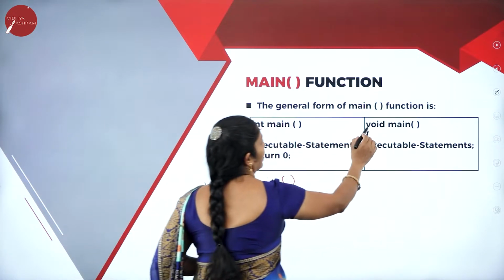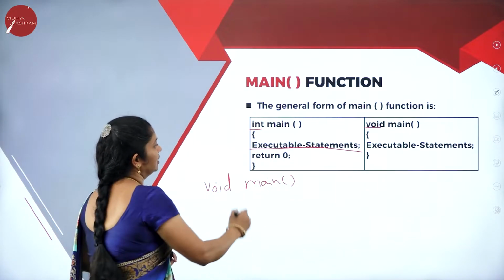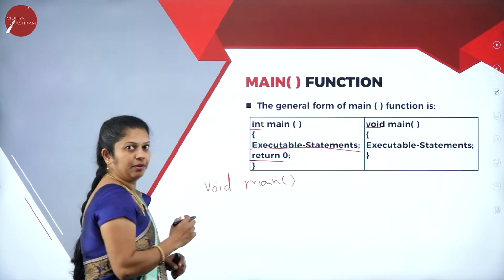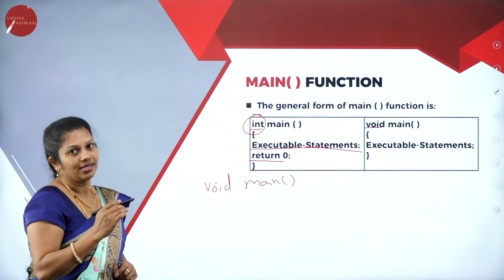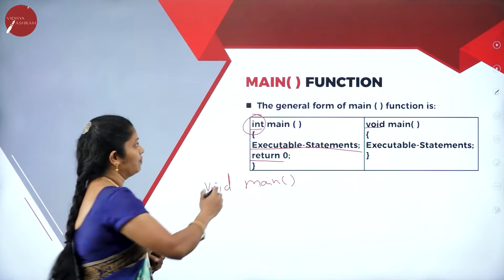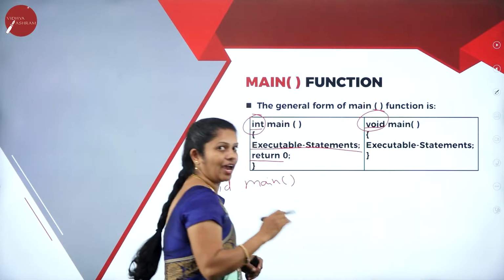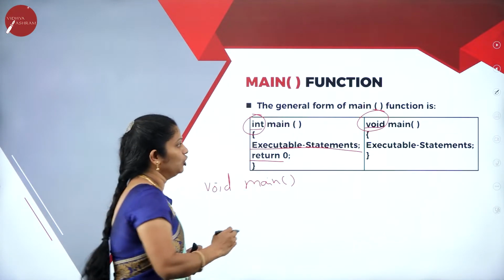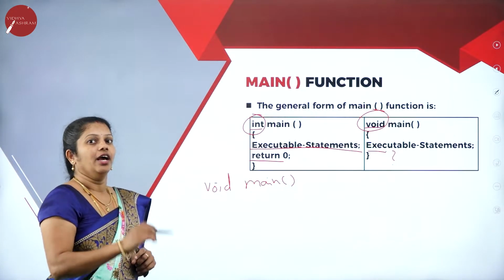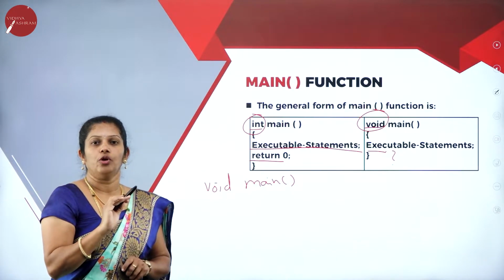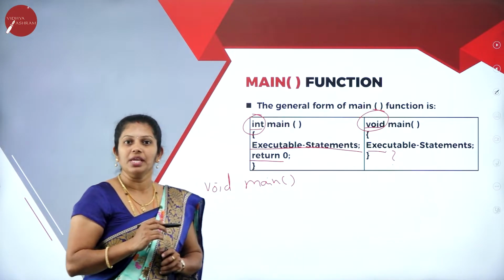See here, instead of int, we have given void. Then you have to write the executable statements. Then return 0. It means that if you write int, then you have to write return 0, or for float, whichever type it is, you have to mention. If you have void instead of int, char, or float, then there is no need to use the word return here. If you are using void, there is no need for return. This is the general syntax to represent the main function.